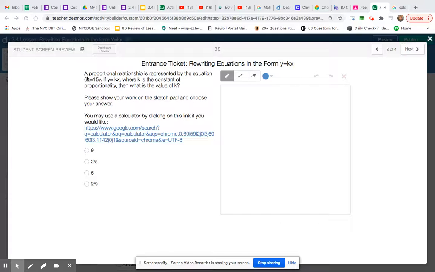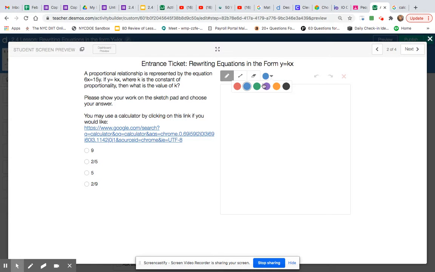Okay, everyone. So we have the following problem. A proportional relationship is represented by the equation 6x equals 15y. If y equals kx, where k is the constant of proportionality, then what is the value of k? Please show your work on the sketch pad and choose your answer.